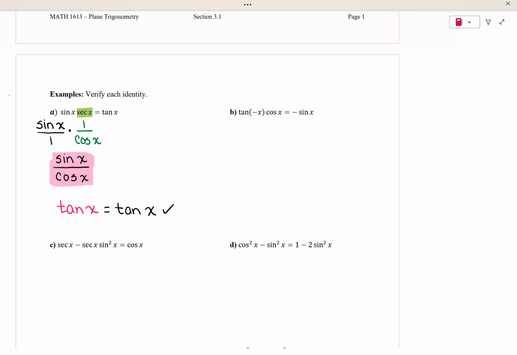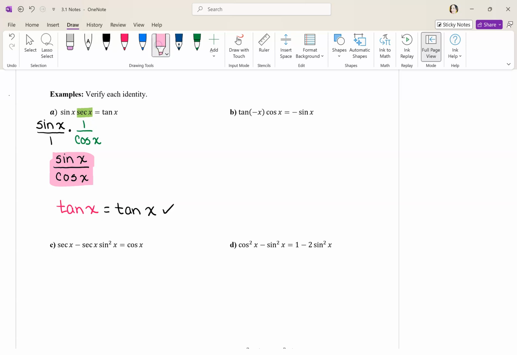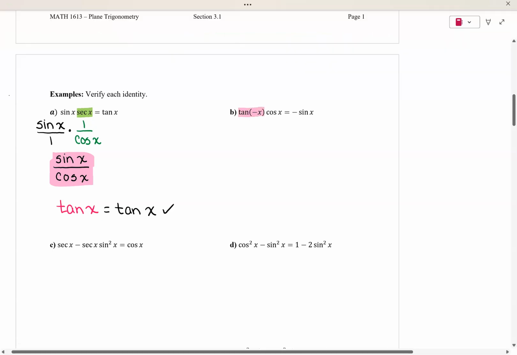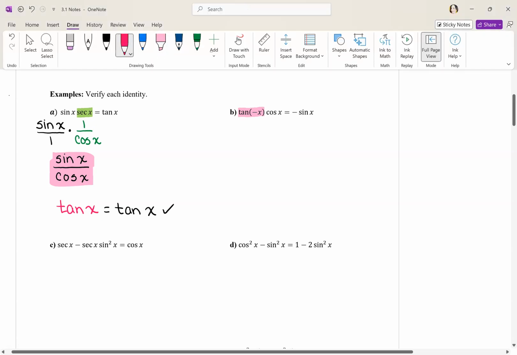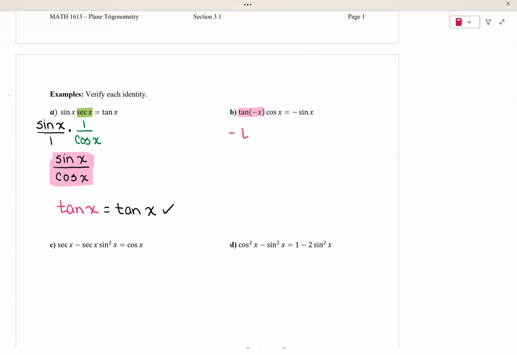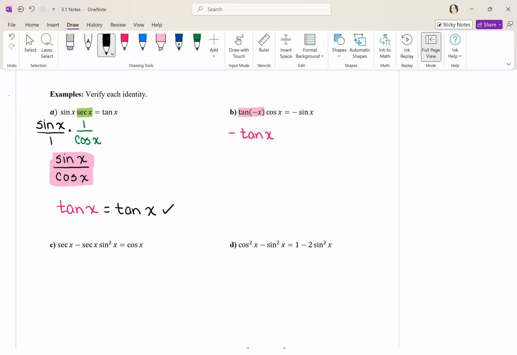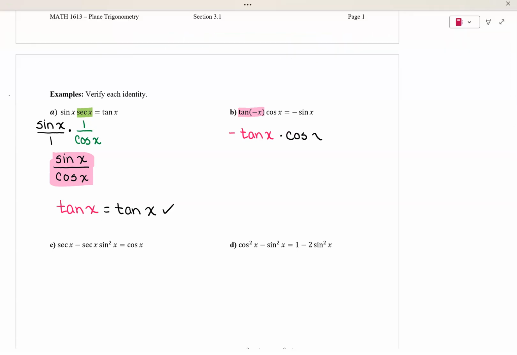Okay, so let's see what else we got here. So the next one, we probably want to try to get it to equal the negative sine x, because this left-hand side is going to be a little bit more complicated. So we know that we can change this. So tangent of a negative x is the same thing as negative tan of x. And then I'm going to rewrite my cosine of x.